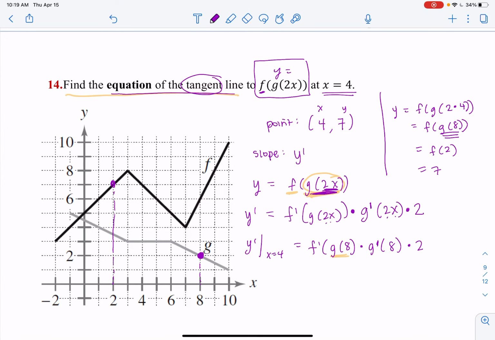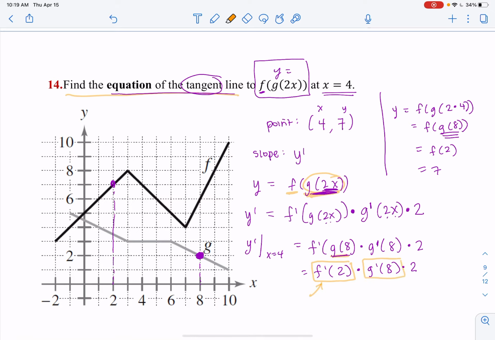Okay, so let's start on the inside. We're going to find g of 8 first. So g of 8, we found that earlier. It's the value of 2. So I have f prime of 2. And I'll just copy the rest. Now I need to find f prime of 2 and g prime of 8.